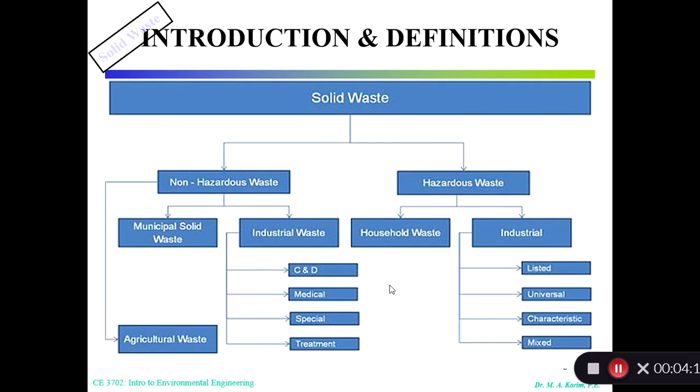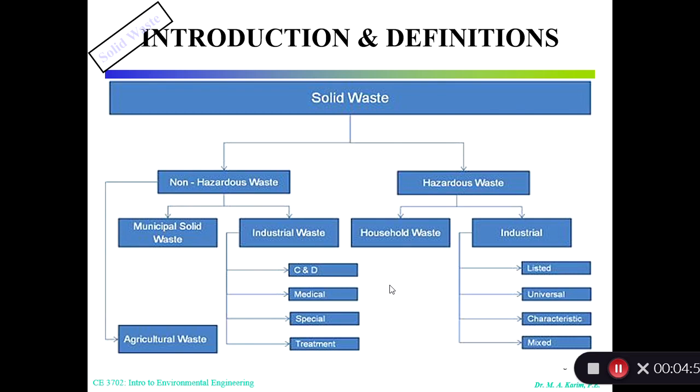Here are the solid waste categories and other things. Solid waste can be classified into two: non-hazardous waste and hazardous waste. Non-hazardous waste, basically we call it solid waste. This is the main thing we are discussing in this topic 7. Non-hazardous waste means municipal solid waste and industrial waste. It could even include agricultural waste as a part of it. And industrial waste could include C&D, medical, and special waste, and treatment of those is required.